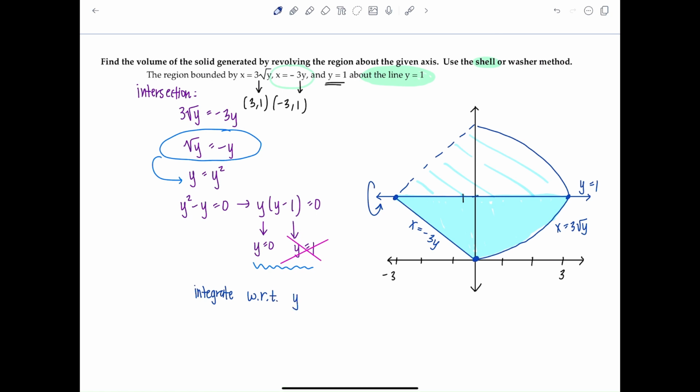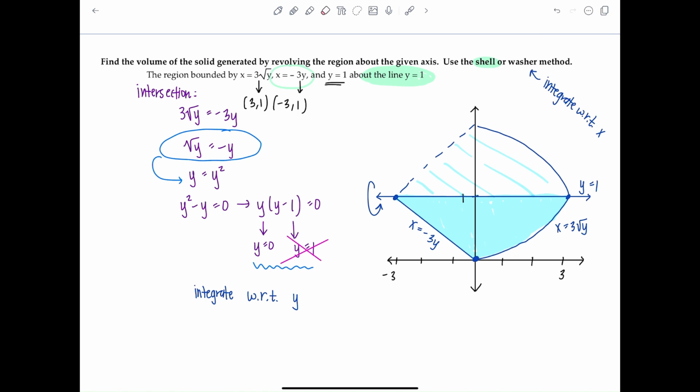Since I'm doing shells, if I were to do washers, you would integrate with respect to x. It would just be a disc. There's no hole in the middle. It wouldn't even be a washer. But anyways, who cares? We're not doing it right now.